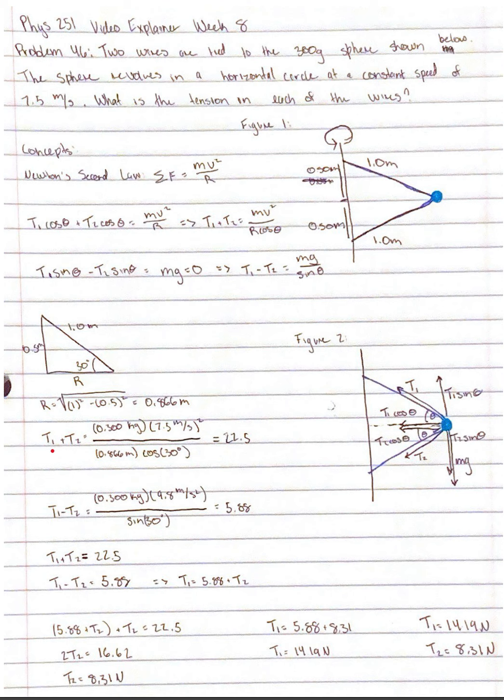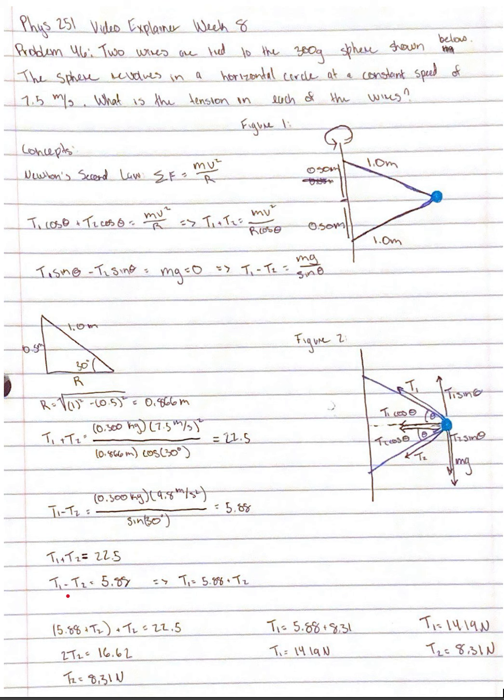We plug in everything we know, and we get that T1 plus T2 is equal to 22.5 newtons. When we do the same for the vertical axis, we get T1 minus T2 is equal to 5.88. To solve for T1 and T2, we need to solve this system of equations.